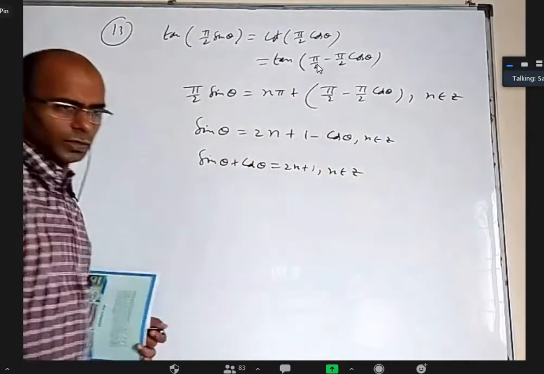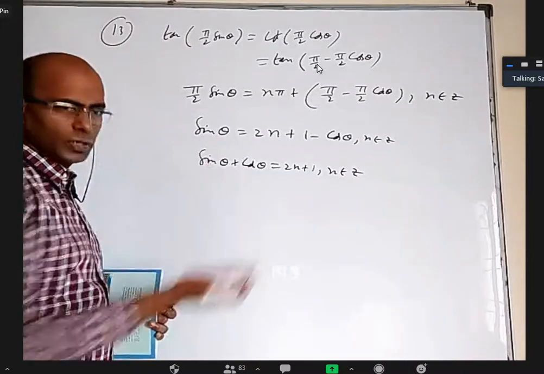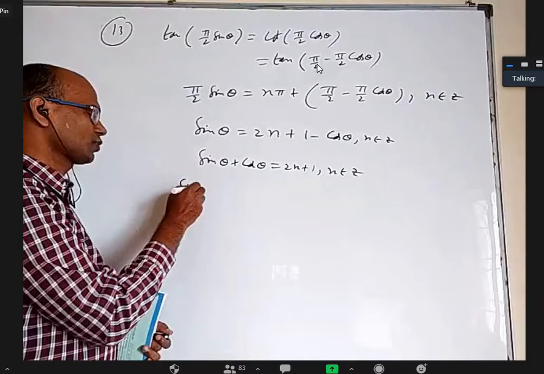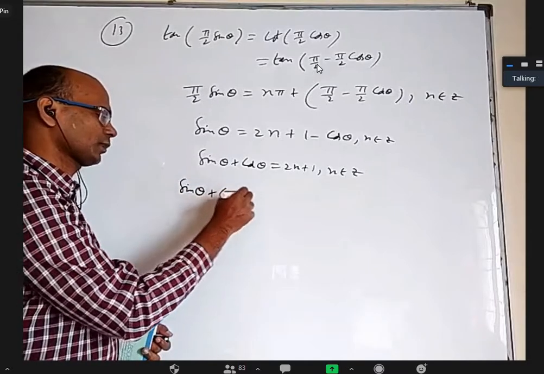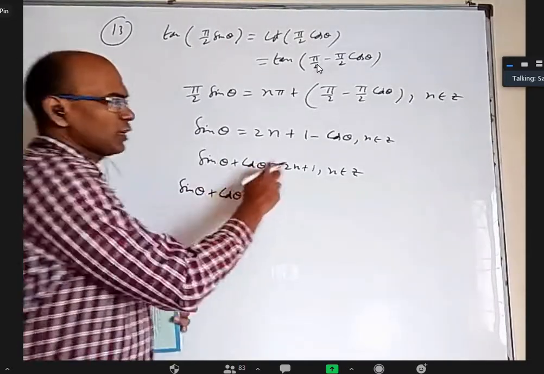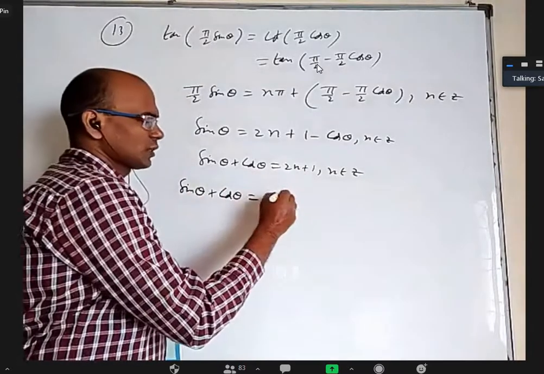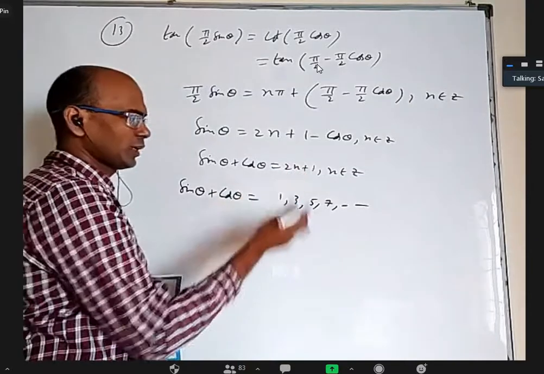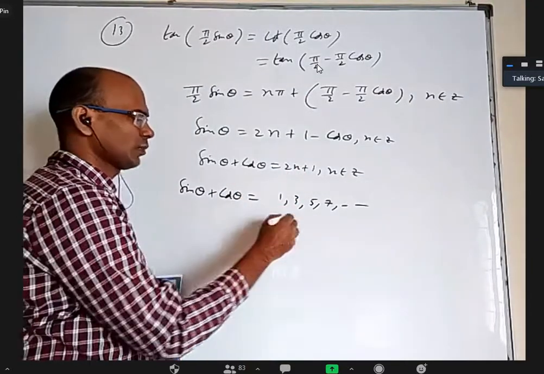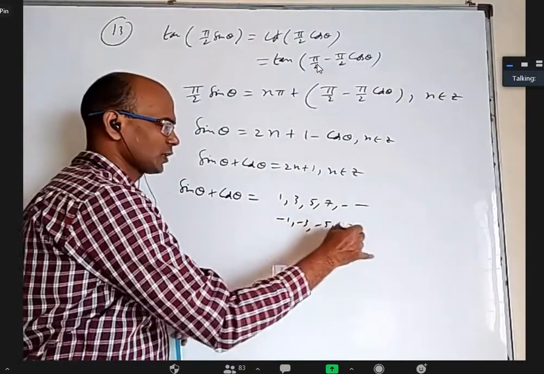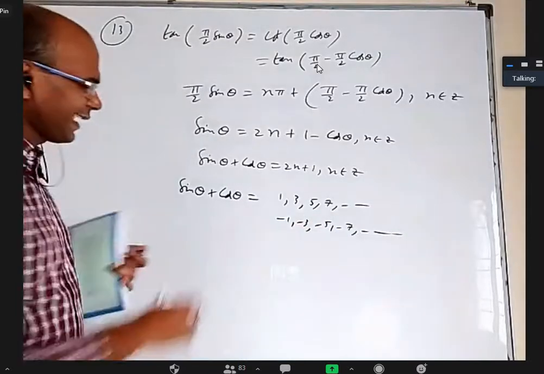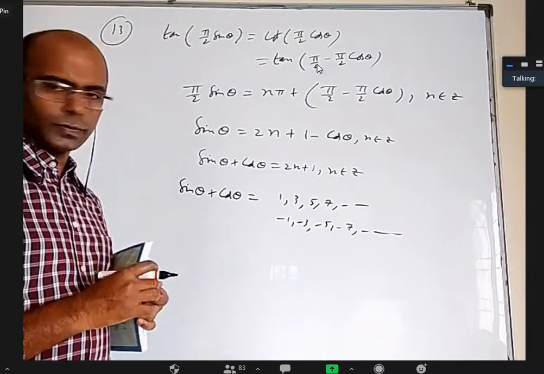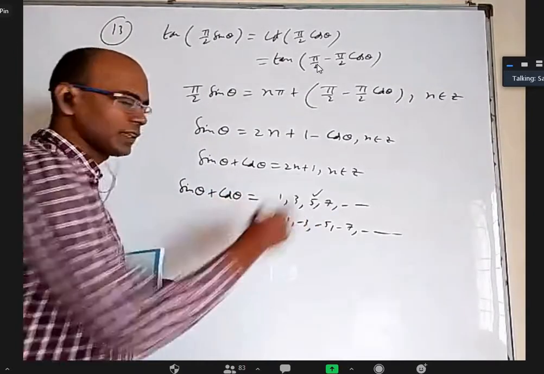Our solution is not over yet because we have not yet found theta. But we got an acceptable value, that is, at least we got some solutions for sin theta plus cos theta. What is this 2n plus 1? What does it give? If you put 0, it will give 1, 3, 5, 7, and so on. If you put n equal to minus 2, minus 1 and so on, minus 1, minus 3, minus 5, minus 7, and so on. Can sin theta plus cos theta attain 5? Is it possible? That is, can sin theta plus cos theta attain 5 anytime?